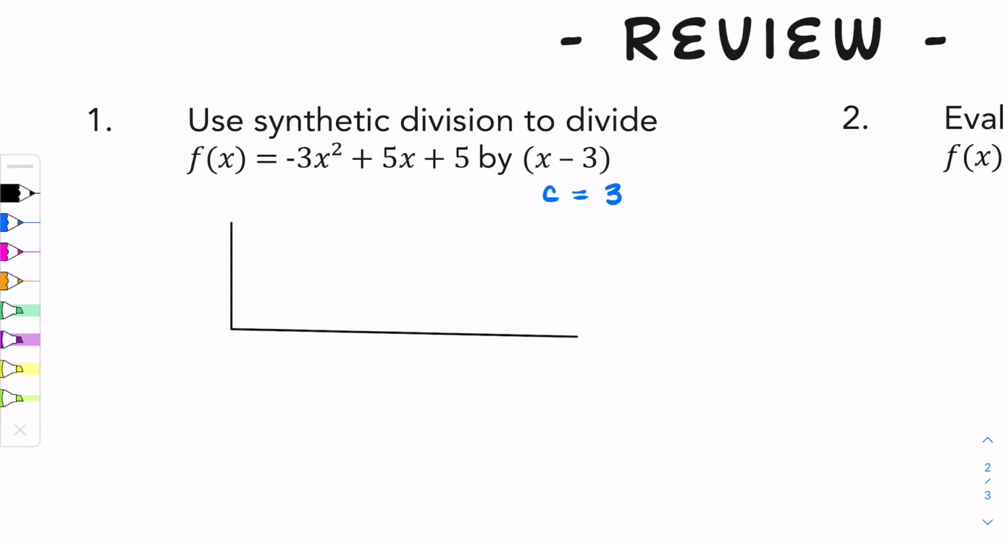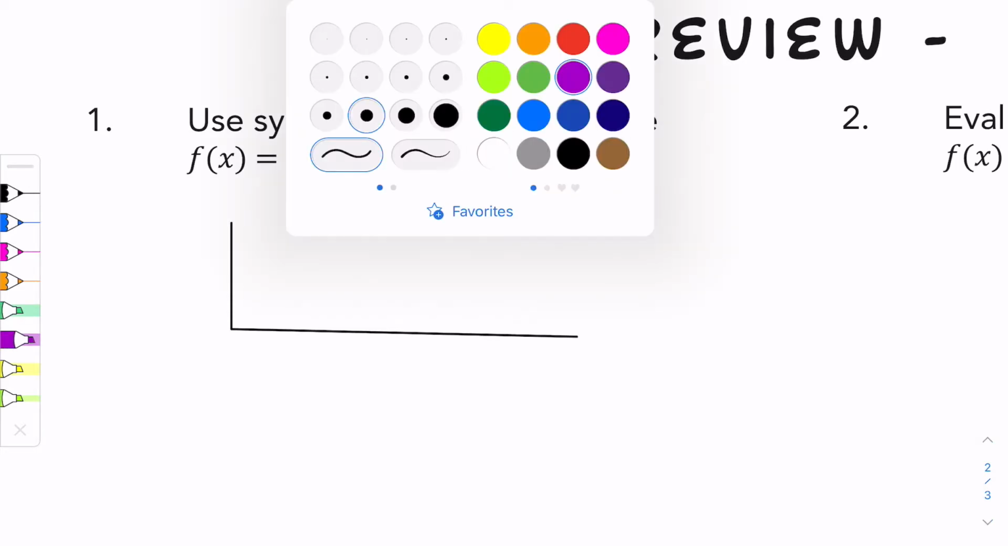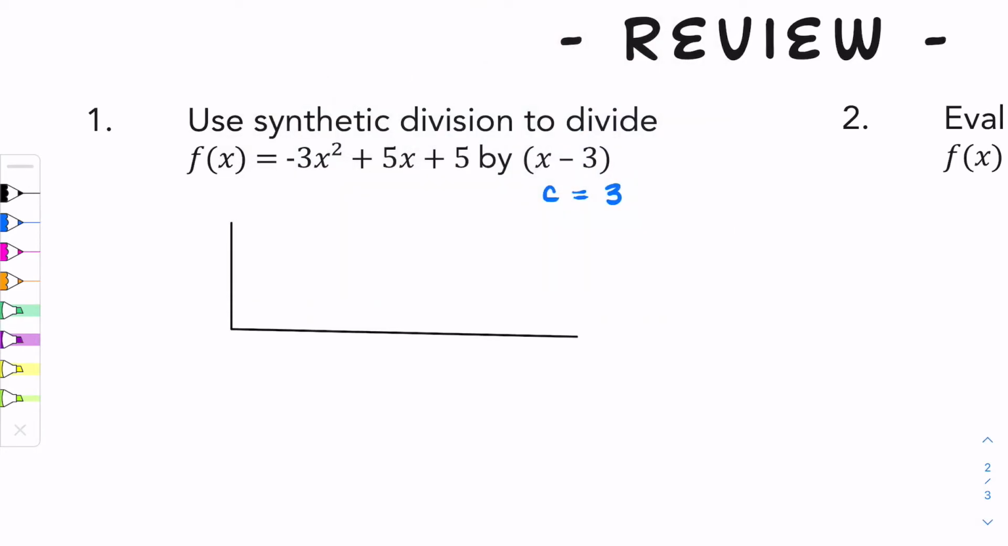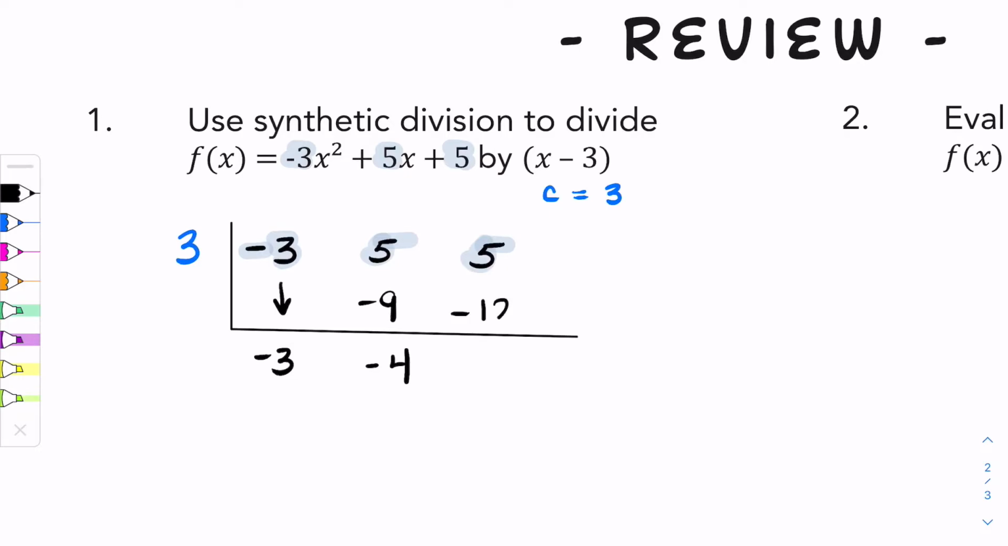We're going to set up our synthetic division. Make sure you identify all of your coefficients. Your synthetic divisor goes on the outside. Your coefficients of -3, 5, and 5 go on the inside. You add inside, you multiply on the outside. Synthetic division gives us a remainder of -7.